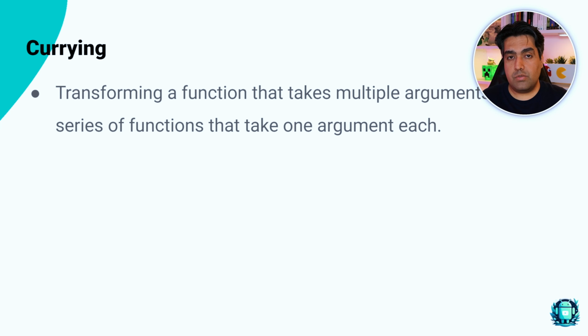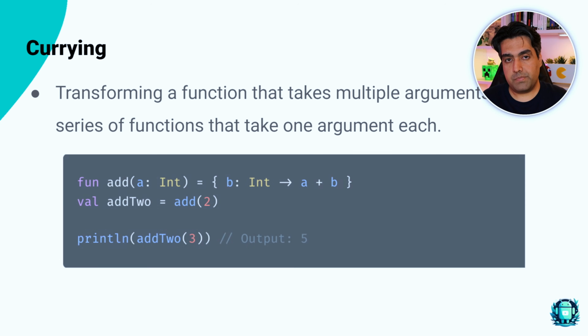Currying. Transforming a function that takes multiple arguments into a series of functions that take one argument each. Here's an example that might look complex at first glance, since we normally don't do this, and I will try to explain it for you.